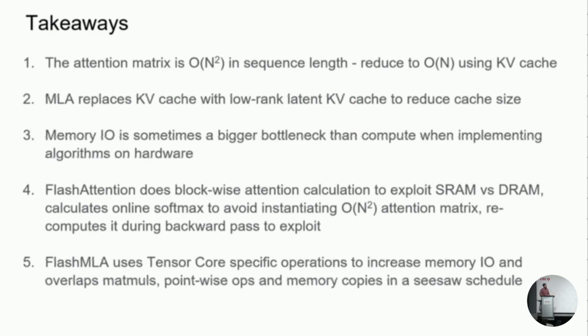Okay, to summarize. So the attention matrix computation is O of n square in sequence length. For longer sequences, this proves to be a bottleneck. So we trade off compute with memory. We store O of n KV caches in memory. And MLA, multi-head latent attention, replaces our KV cache with a latent KV cache to reduce the size of our KV cache. And on hardware, on GPUs, memory I/O can prove to be a bigger bottleneck than the actual compute. So we have to be careful about memory I/O.